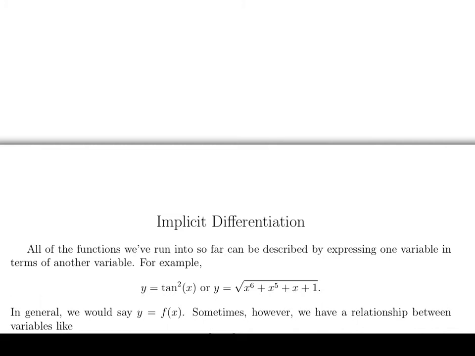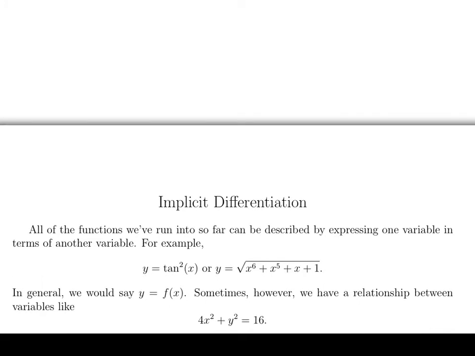Now, other times we have relationships like this. You could have 4x squared plus y squared is equal to 16. Here you can't really solve for y. Now we'll see later on you can sort of solve for y, and we'll see what happens when we do that. Now you should actually recognize this equation, at least the graph of this.